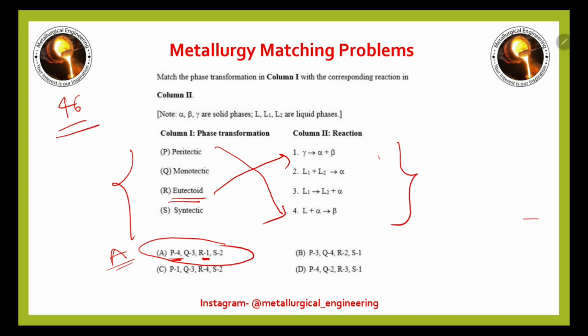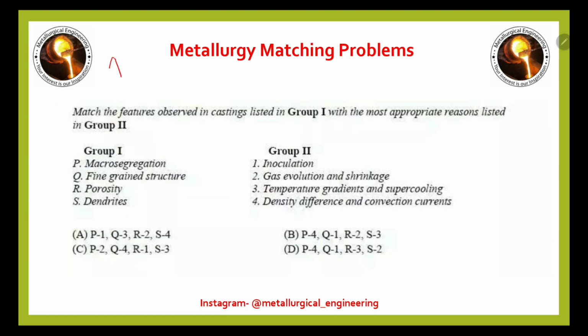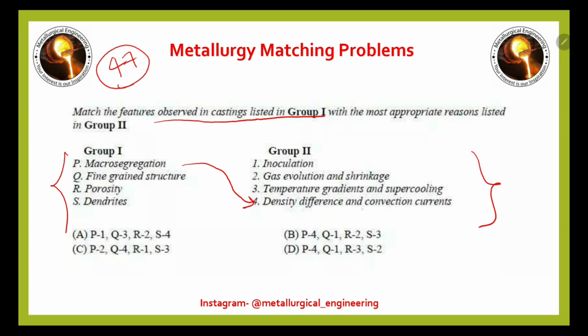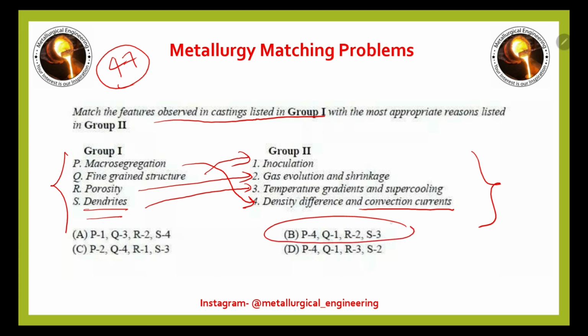Now the next problem is the 47th, in which we have to match the features observed in casting listed in group 1 with the most appropriate reason listed in group 2. Micro segregation is due to density difference and convection currents. Fine grain structure will form in the inoculation process. Porosity will form from gas evolution and shrinkage. Dendrites will form from temperature gradient and supercooling. So the answer is B here.